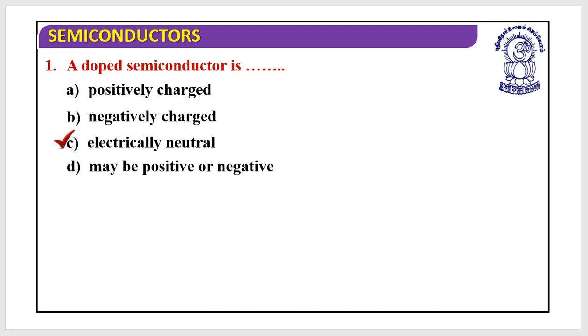Is a doped semiconductor positively charged? No. Negatively charged? No. It is electrically neutral. Please always remember this, because we are tempted to call it positively or negatively charged by saying that if it is a p-type impurity, it's a deficiency of electrons, that means more positive ions, and that means positively charged. I have found many students who make this mistake. Please, do not commit this mistake.